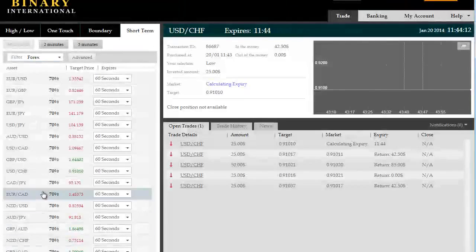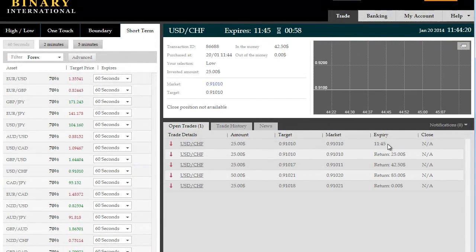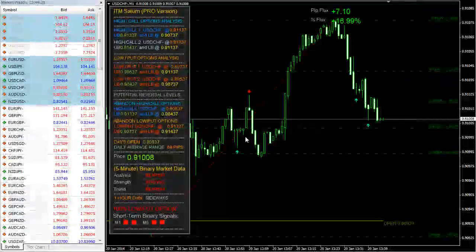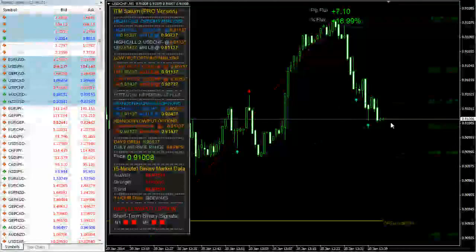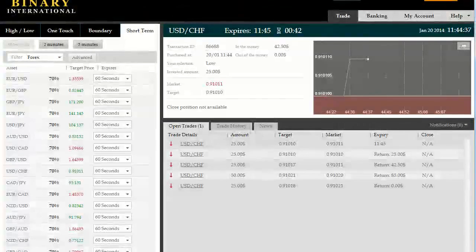We're now looking at 100% low put option probability going for yet another short trade on the US dollar Swiss franc, $25 buying in, and we did in fact expire in the money on that trade since the market reversed in our favor just in time. So we now have 5 trades and 4 winners, and we're short again on the US dollar Swiss franc according to ITM Saturn Pro's 100% low put option probability signal right there.